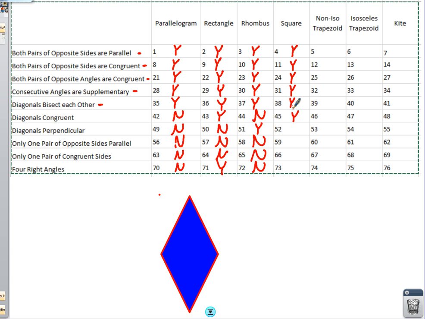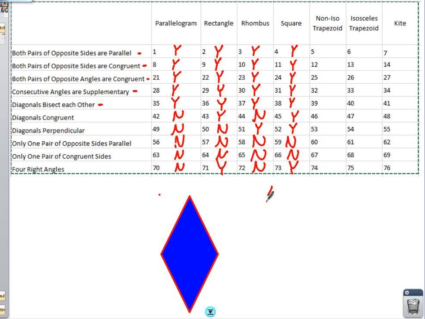We are dealing with a square now. Are the diagonals in a square perpendicular? Yes, they are. You don't have 1 pair, you have 2 pairs. Or do you have 4 right angles? Yes. There's all the properties of a square.